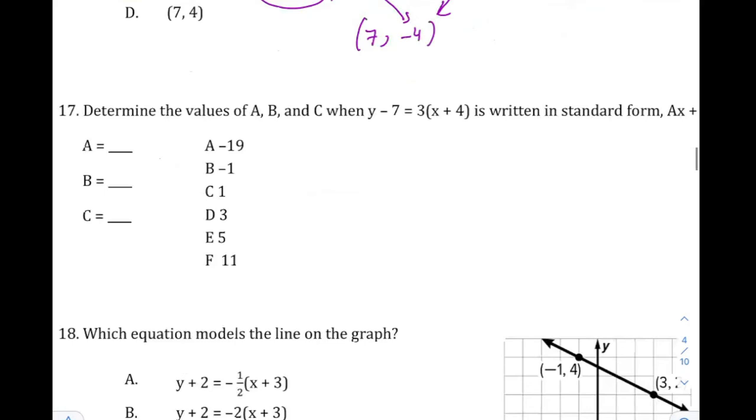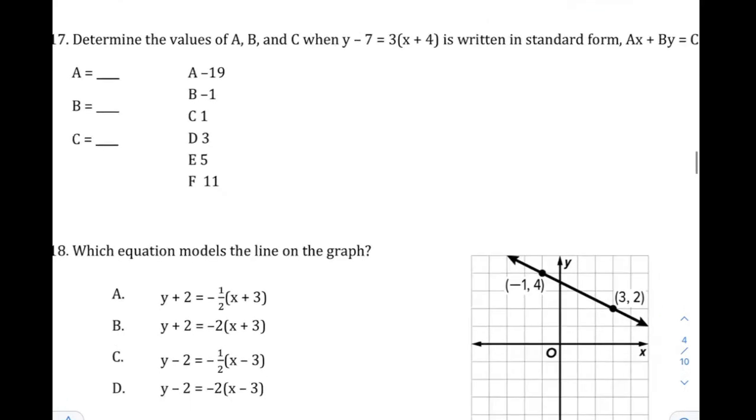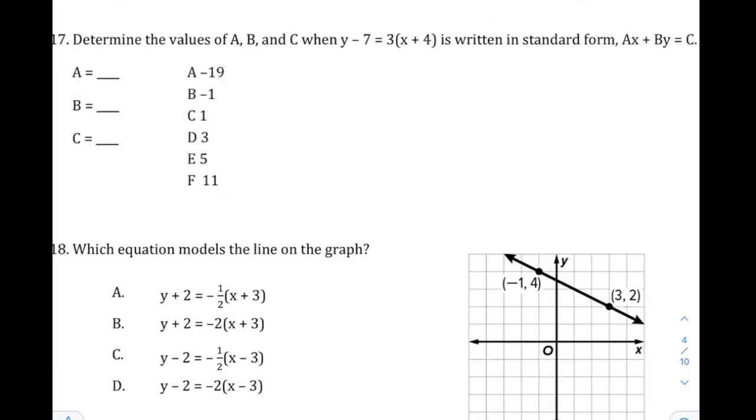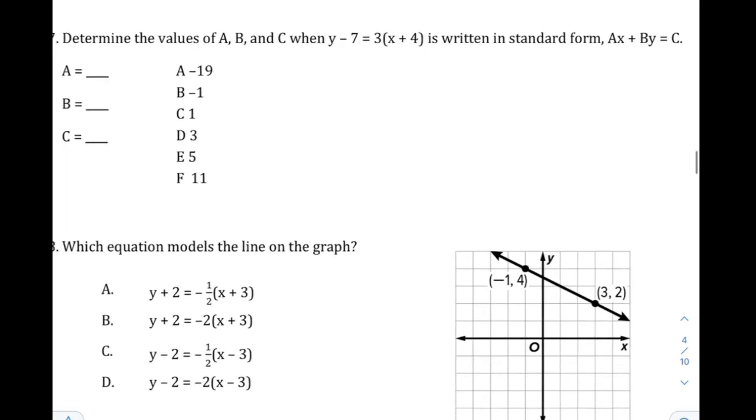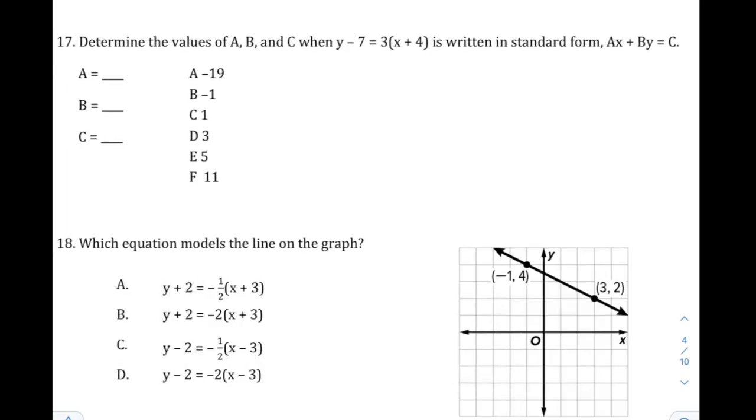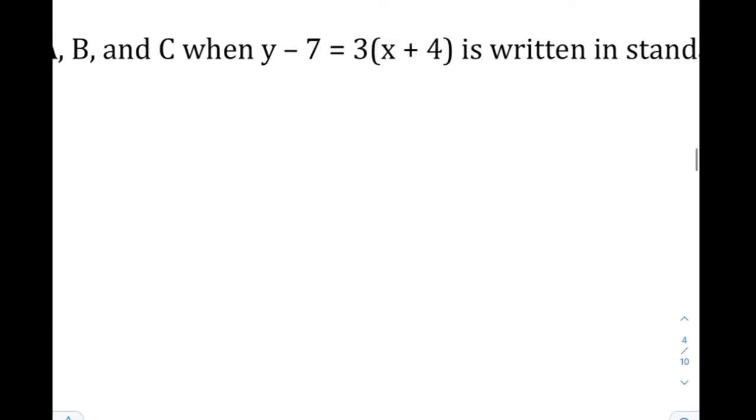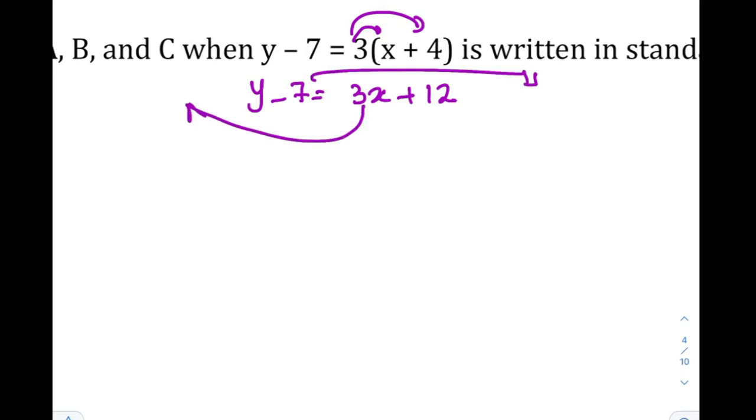Now, determine the values of A, B, C, where y minus 7 equals 3x plus 4 is written in standard form, Ax plus By equals C. So we need to rewrite the equation. We need to distribute. And I'll take the 3x here and the 7 there.